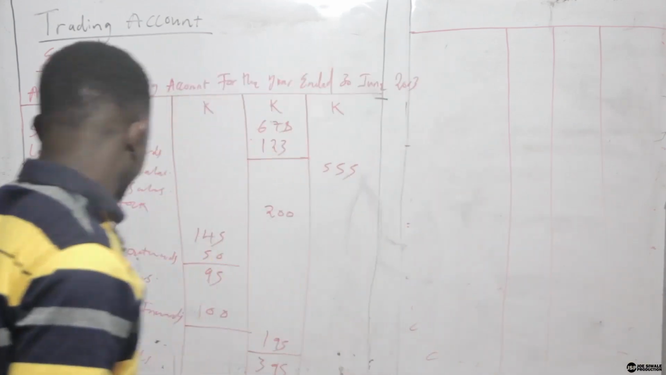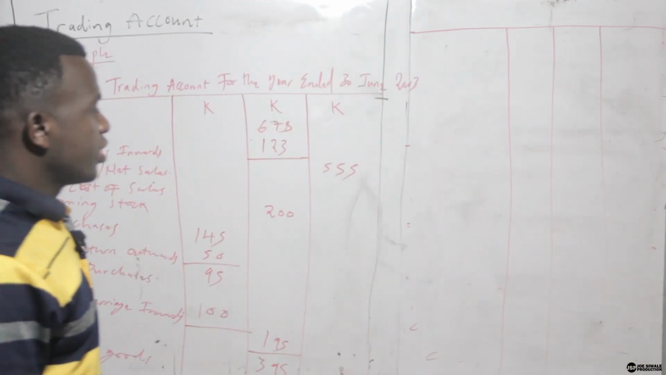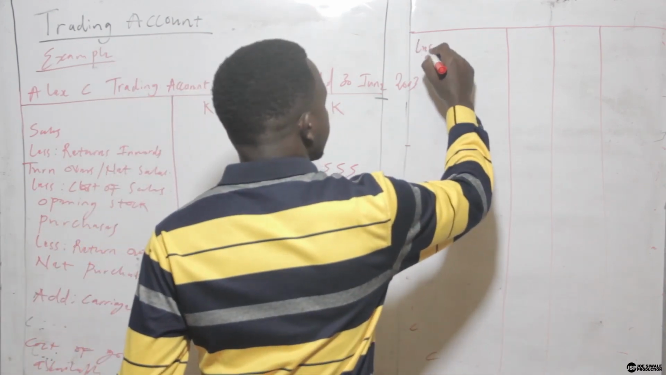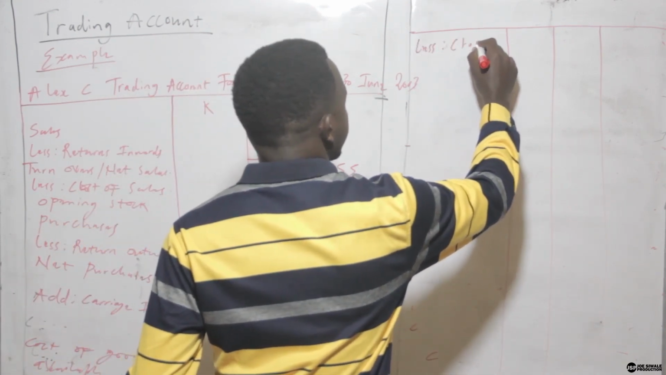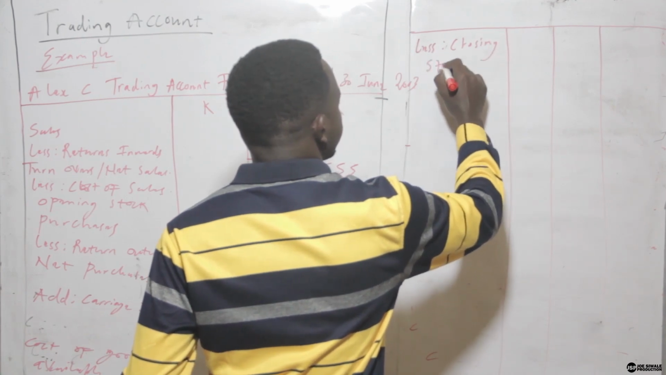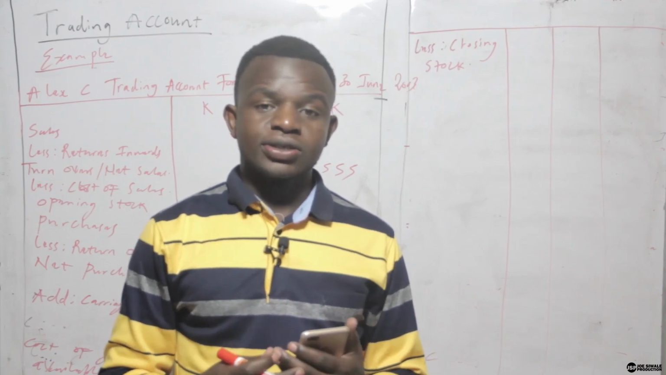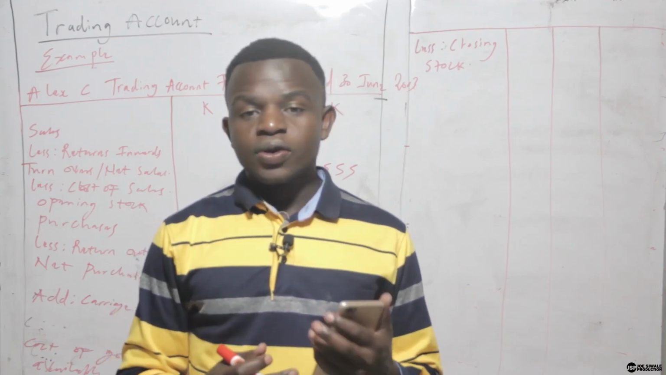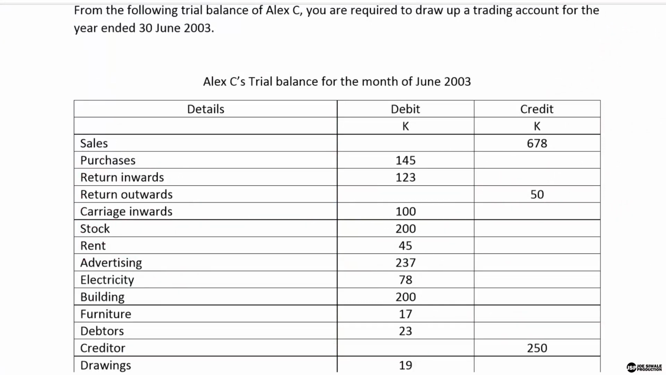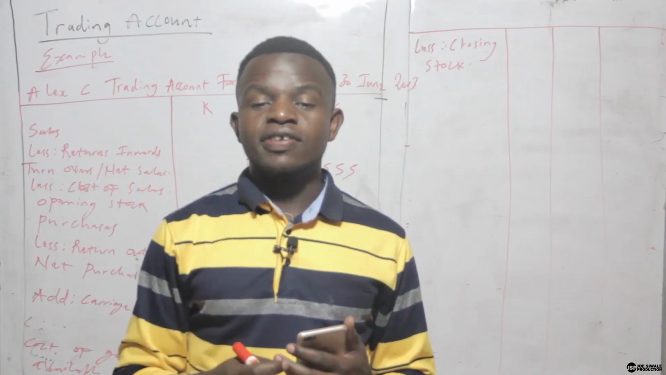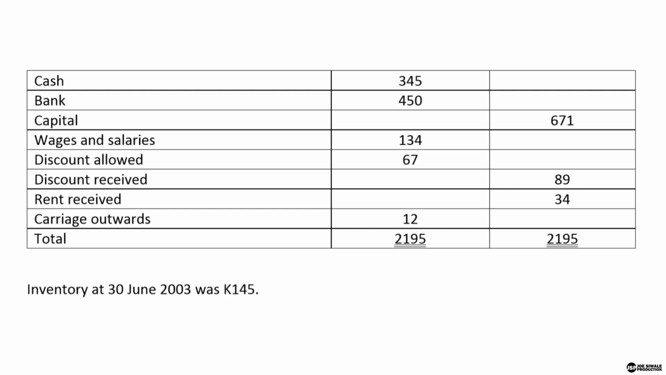Since we have calculated our cost of goods available, then we have to say less closing stock. For you to differentiate between the closing stock and the opening stock, the opening stock you're always going to find in the trial balance. Then the stock that is given outside the trial balance, that's going to be your closing stock. So if we check from our question, our closing stock is 145.